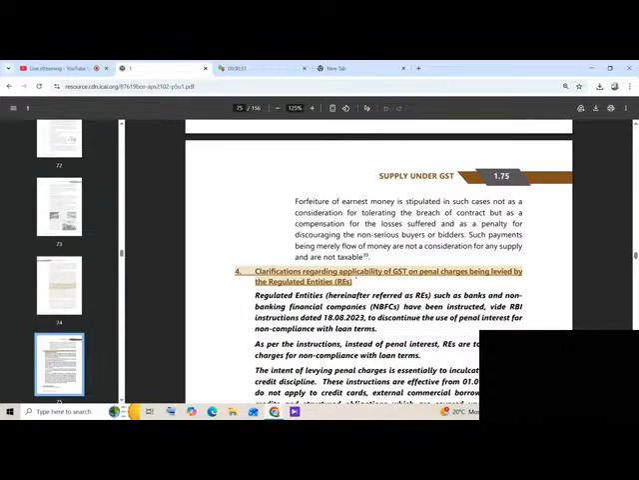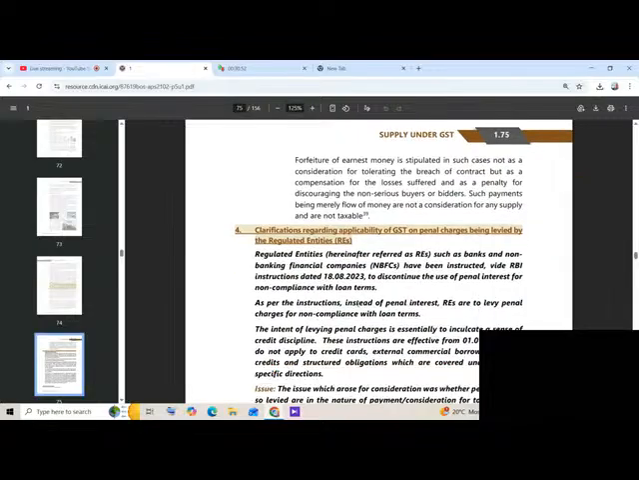Forfeiture of earnest money is stipulated in such cases not as a consideration for tolerating the breach of contract, but as a compensation for the losses suffered and as a penalty for discouraging the non-serious buyers or bidders. Such payments, being merely flow of money, are not a consideration for any supply and not taxable.